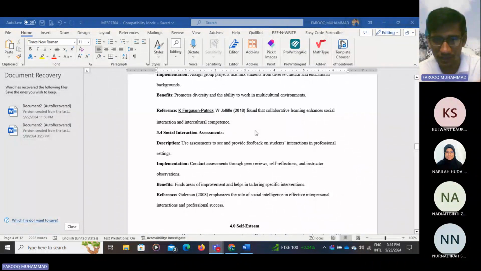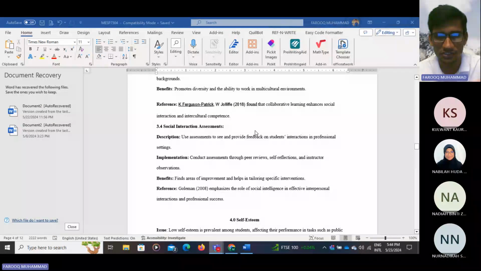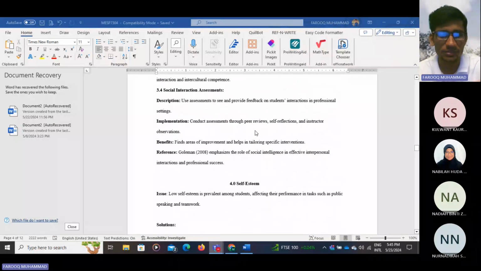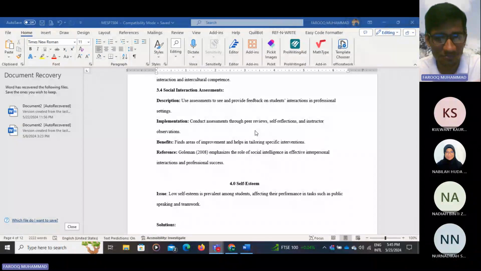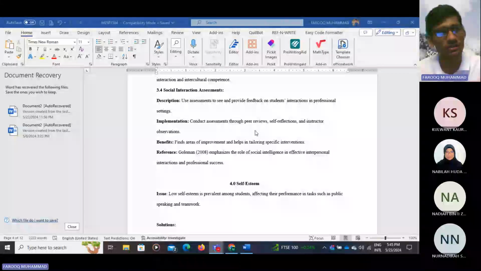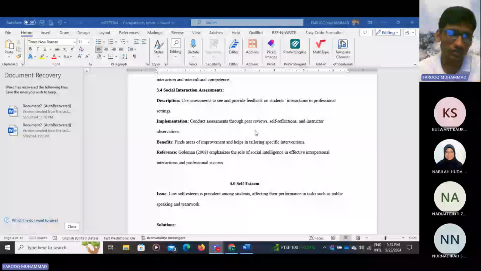Joseph 2018 found that collaborative learning enhanced social interactions and intercultural competence. The fourth one will be the social interaction assessments. We can give assessments to the students to provide feedback. We can talk to the person and give them feedback on our credibility, how we talk, how we are learning.